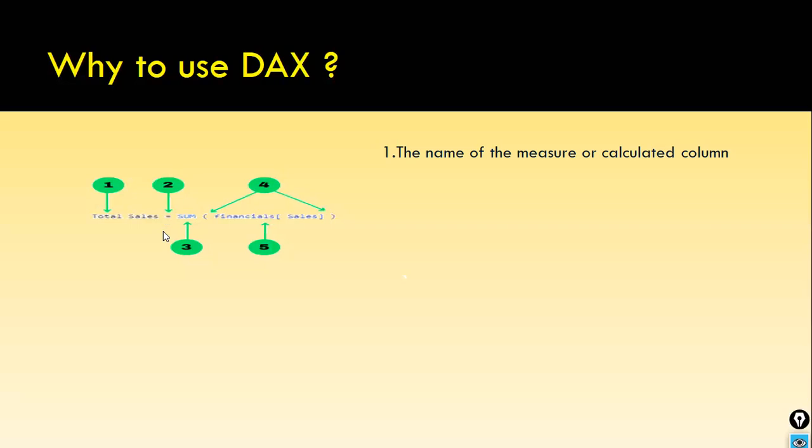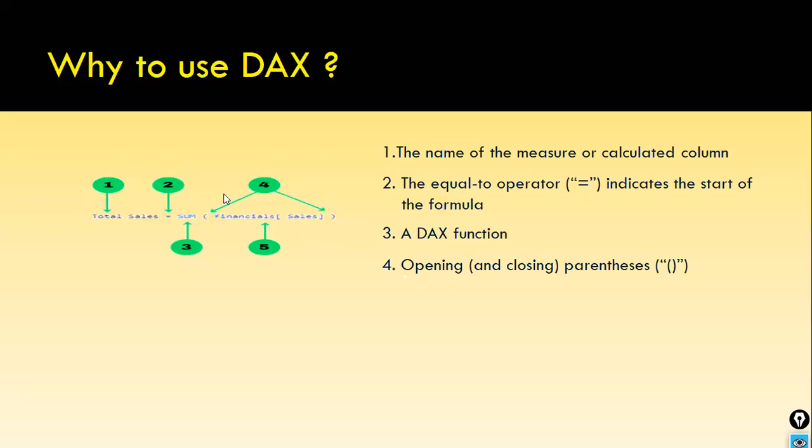The equal sign indicates the start of the formula, and followed by the equal sign, you have the DAX function. In this case, the simple function SUM is used. Sum of total sales. You need to use the open and closing parenthesis.